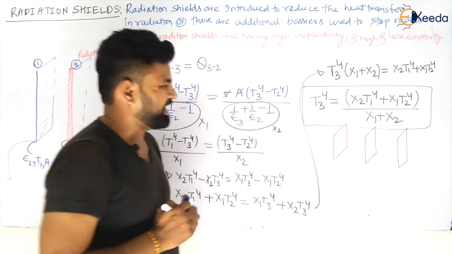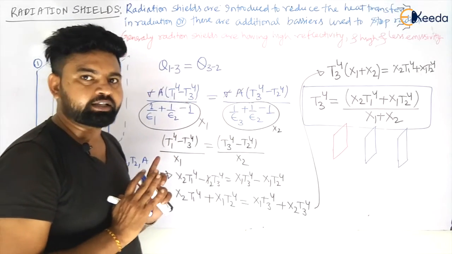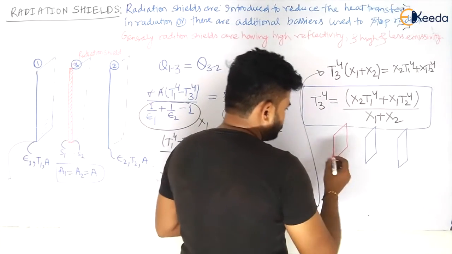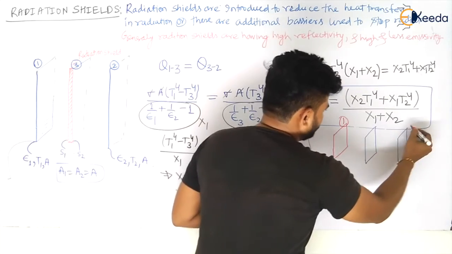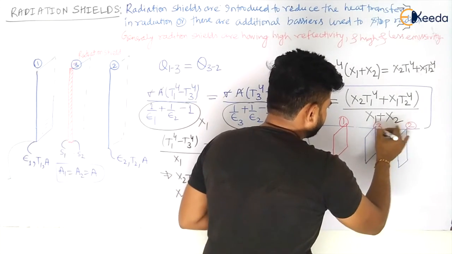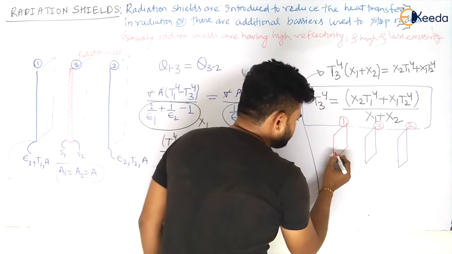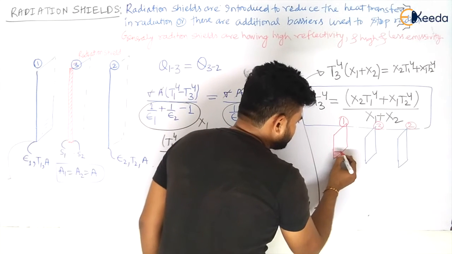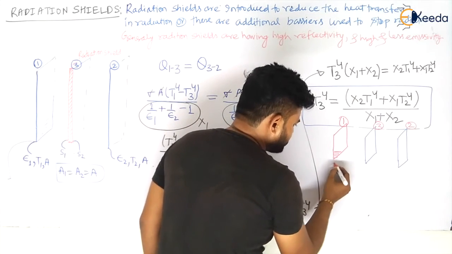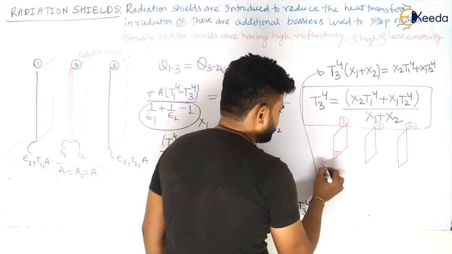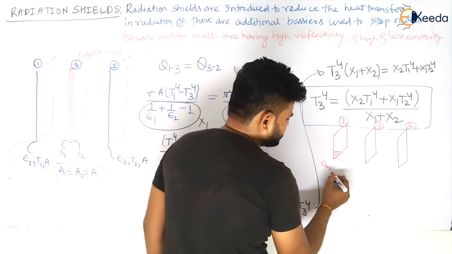Okay, we have these three plates. I think it is visible now. Now let us see. So this is 1, this is 2, this is 3, having different emissivities and all. So what will happen? This plate will have one surface resistance.